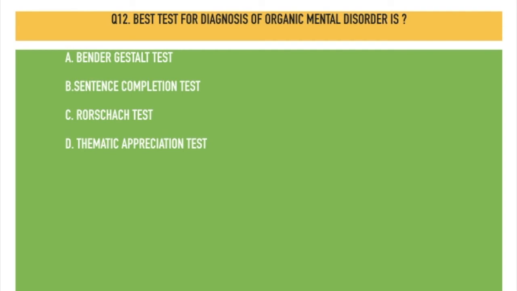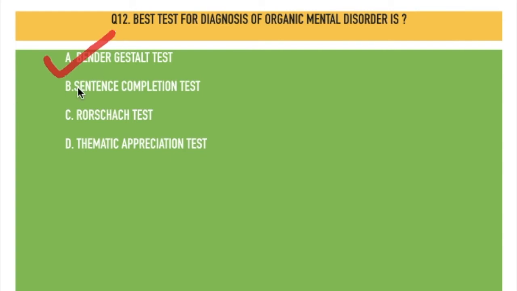Next is question number 12. Best test for diagnosis of organic mental disorder is option A, Bender-Gesalt test, option B, sentence completion test, option C, Rorschach test, and option D, thematic appreciation test. Here the test for diagnosis of organic mental disorder is Bender-Gesalt test. Bender-Gesalt test is the diagnosis test for organic mental disorders.